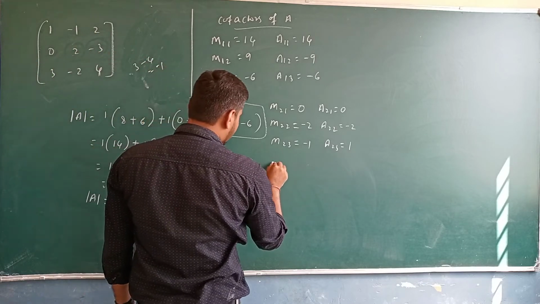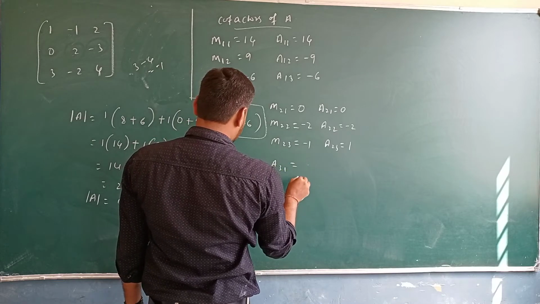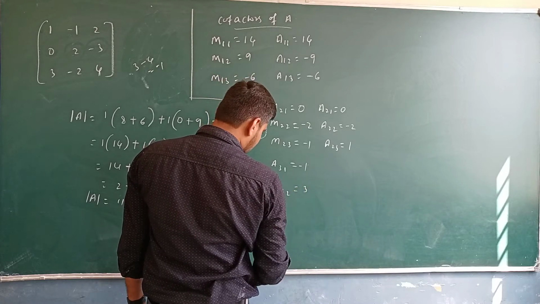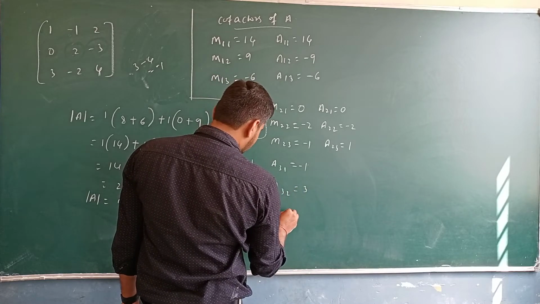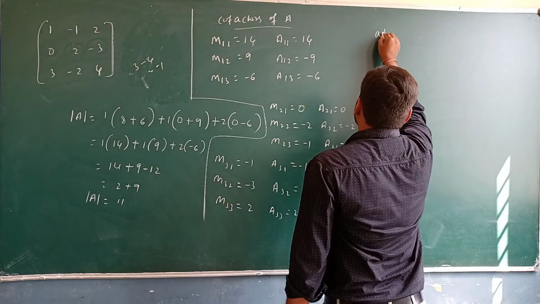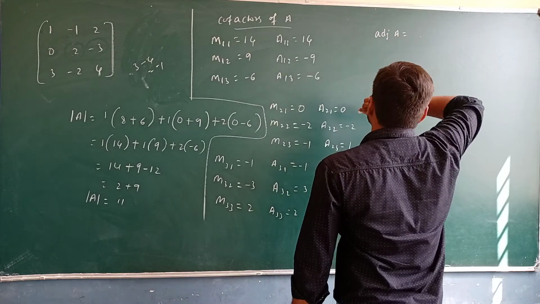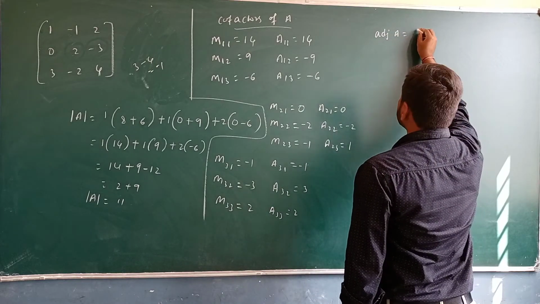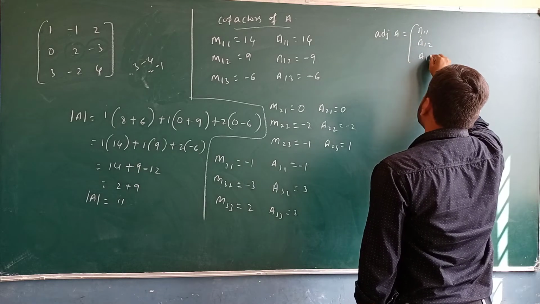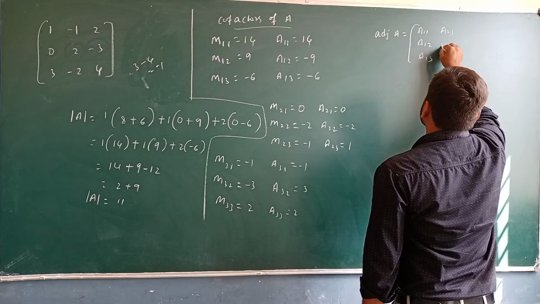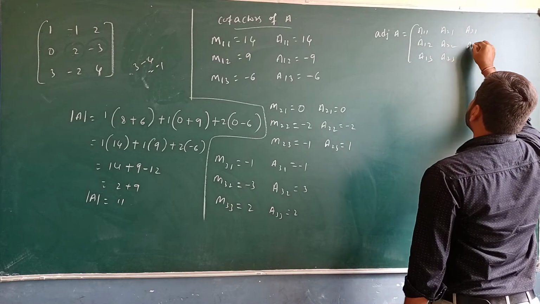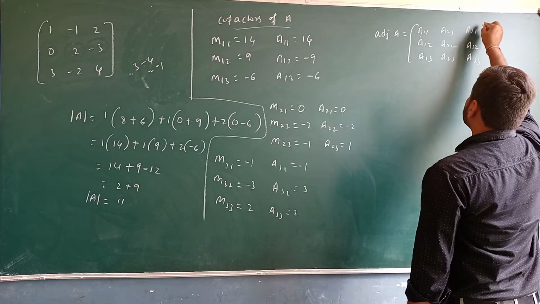Then the corresponding cofactor A31, with the plus sign, that's minus 1. Then A32, with the negative sign, that's going to be plus 3. And A33, with the plus sign, that's going to be 2. Then the adjoint of A is going to be equal to A11, A12, A13, then A21, A22, A23, then A31, A32, A33. So we are getting this.